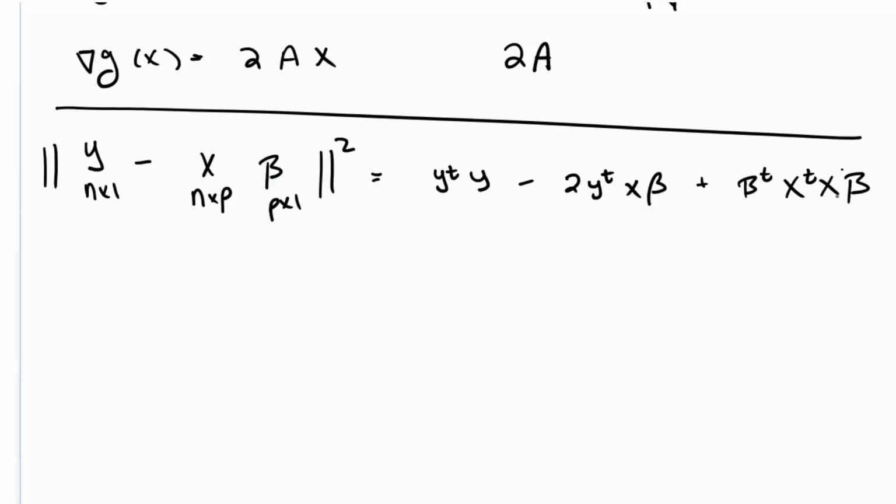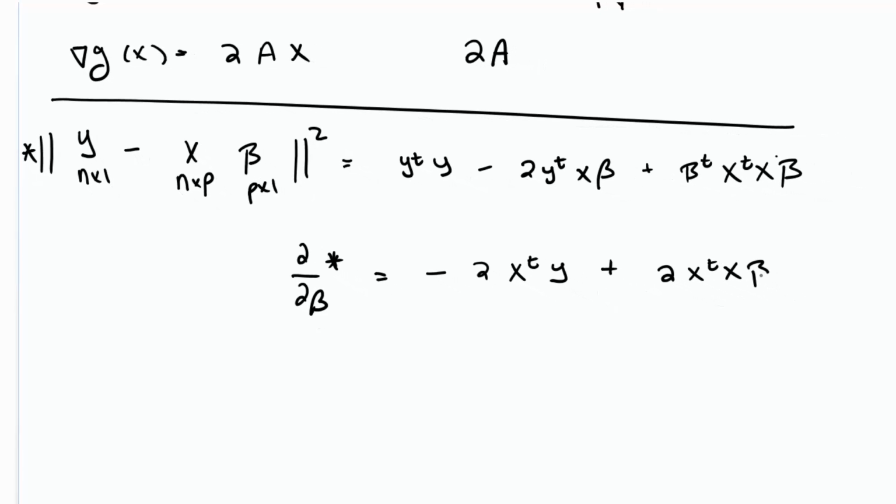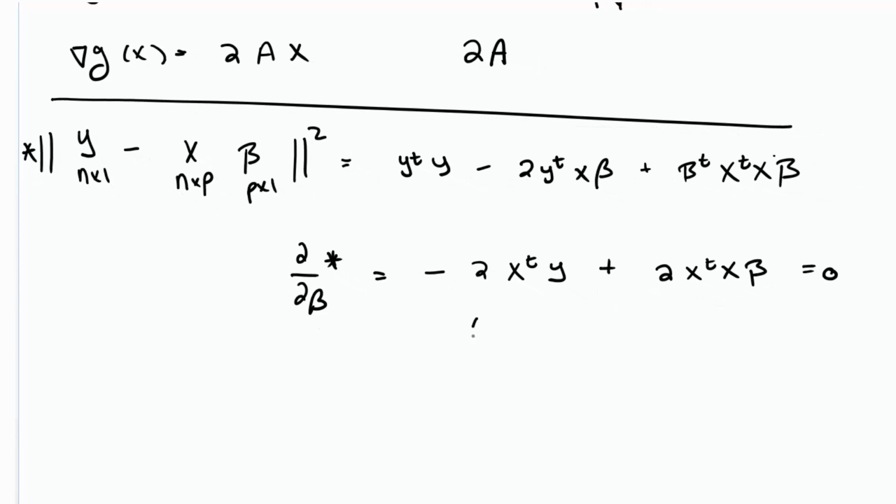Using our results above, if we were to take a derivative of this function with respect to beta, we would get negative 2 X transpose y plus 2 X transpose X beta. Setting that equal to 0, we get the solution X transpose X inverse X transpose y, which we'll call beta hat. Let's say that's our estimator.